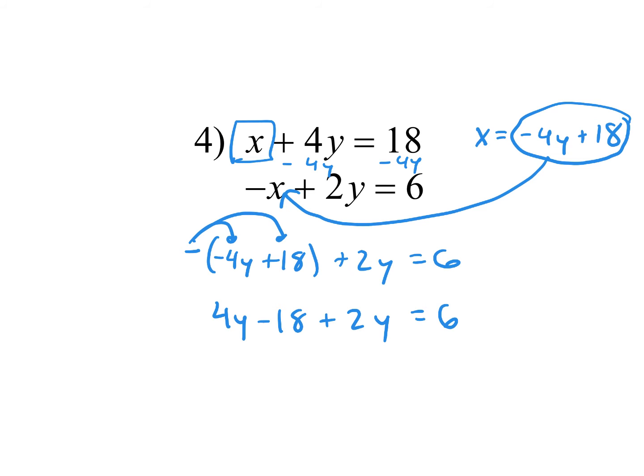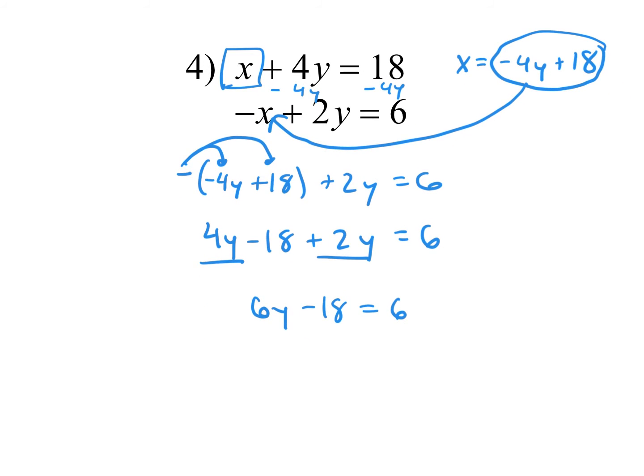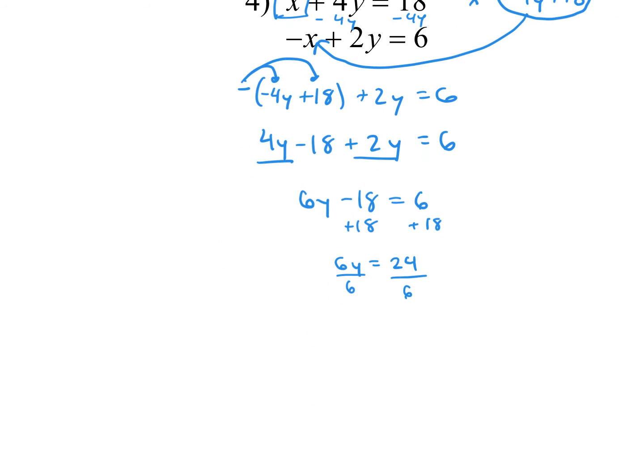What should I do next? Combine like terms. So 4y plus 2y is what? 6y minus 18 is equal to 6. Then what? Add 18. What's 18 plus 6? 24. Divide by 6. So what's y equal to? 4. So y is equal to 4.